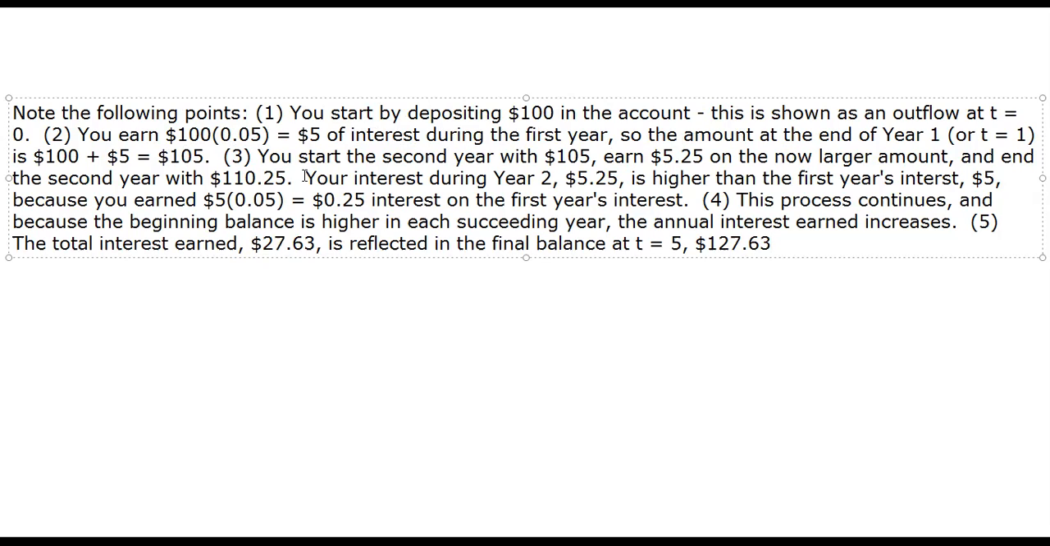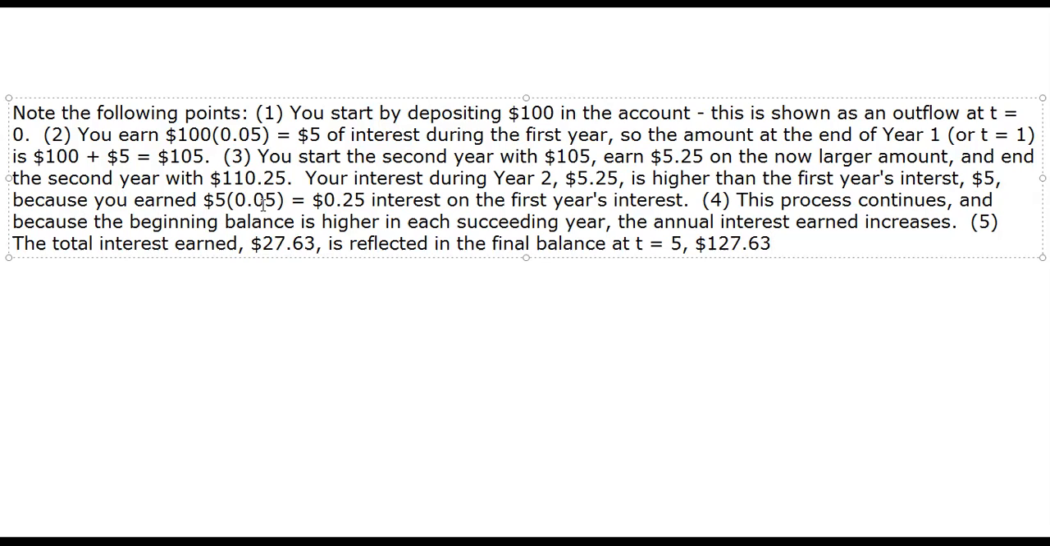Next, you start the second year with what? 105. And you earn $5.25 on the new, larger amount, and end the second year with $110.25. Your interest during year 2, which was $5.25, is higher than the first year's interest, which was $5, because you earned $5 times what? 0.05, which is 25 cents interest on the first year's interest.